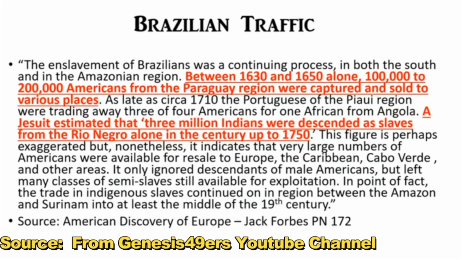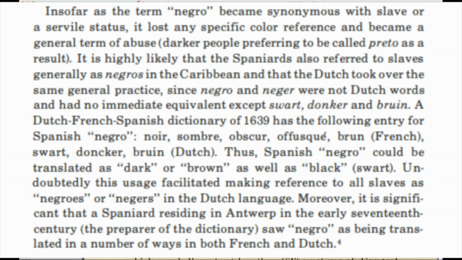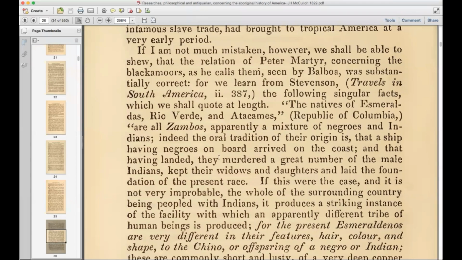All right, so we dodged the hijack. We've debunked that. We know the Spanish and Portuguese were enslaving American Indians. These were the people they were replenishing the islands, the plantations, the colonies with. American Indians, they were calling them Negroes. Remember, Negroes, the word was synonymous with slave at one point. All right. Now the author continues.